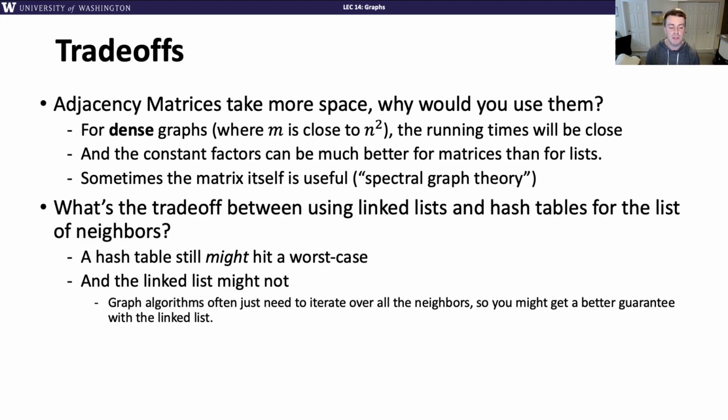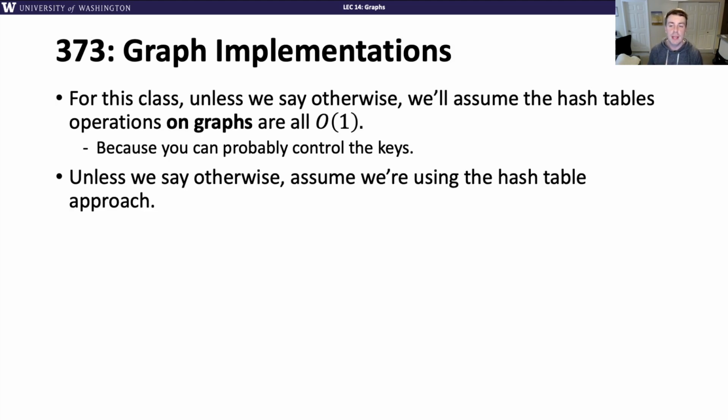Most of our graph algorithms don't need to look up an arbitrary edge. Usually they're just iterating over all edges, and the adjacency list representation nicely provides that for you. You don't have to loop through all those empty buckets like in the adjacency matrix or the hashing implementation. Now in 373, unless we say otherwise, we're going to assume that we're using this hashing implementation and that all operations are O of 1. So we're always going to assume that we're getting this in-practice case, and that the worst case won't happen. Unless we tell you otherwise, assume we're using that hashing structure.